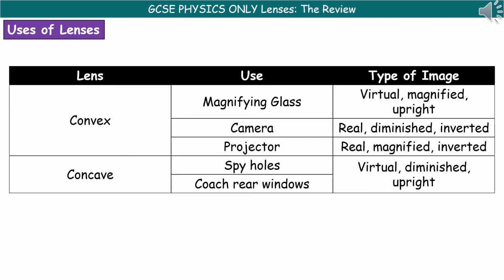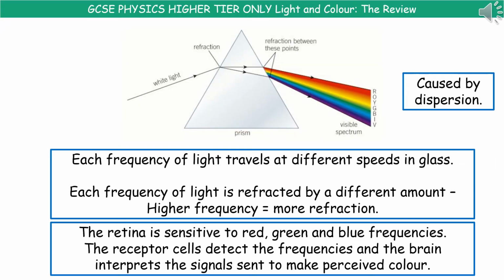Whereas a concave lens is used in spy holes and coach rear windows, and both give us a virtual diminished upright image. Last thing we're looking at in our physics prep today is light and colour.